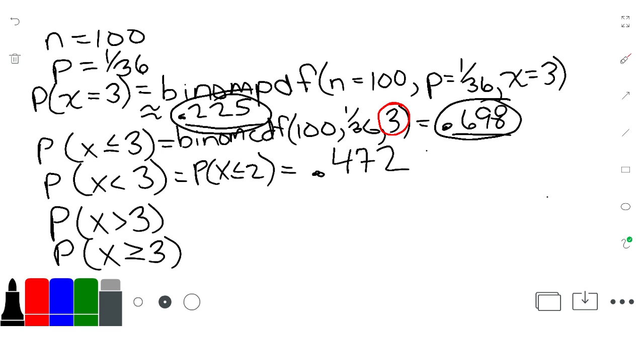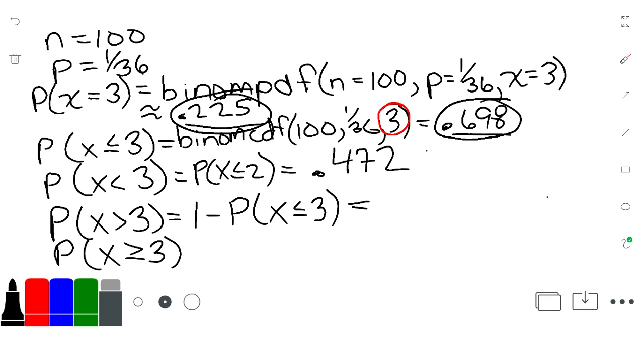Or I can utilize the idea of the complement for probability and say, okay, well, if I want to find the probability that x is greater than 3, in other words, 4 or higher, what I could actually do is take 1 minus the probability that x is less than or equal to 3.